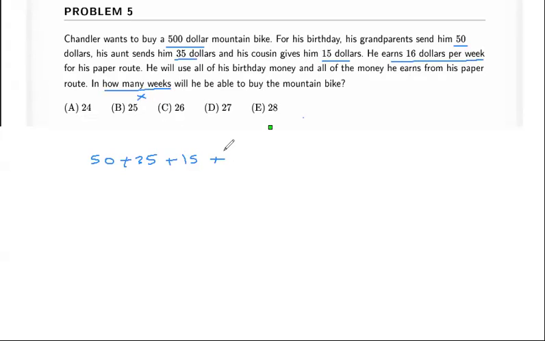So I'm gonna call this X weeks. So each week he is earning $16. So I'm gonna say 16 times X. When you add all of these, that has to be 500 at least, so you can buy the bike. So if I add these two, that's 50. That's 50 right here. That's 100. So if you subtract 100 from 500, that is just 400.